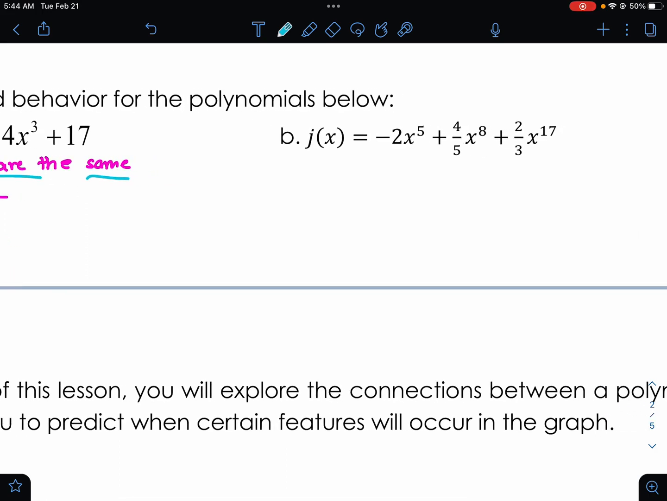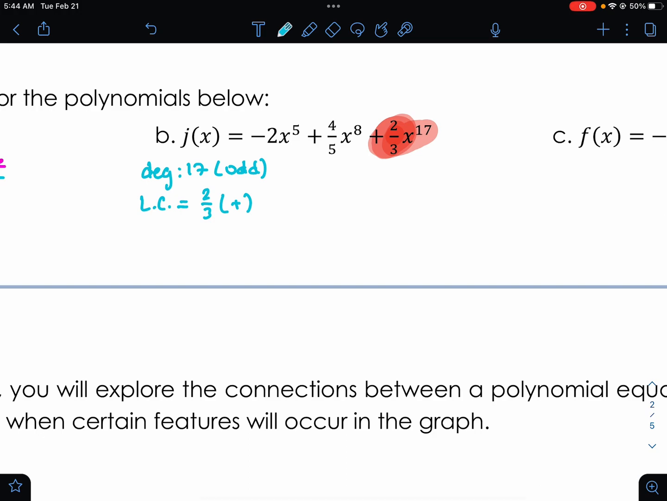Again, you're looking at the degree and leading coefficient for all of these to determine your end behavior. If you look at this function here, it's not written in standard form, so you would need to find your degree and your leading coefficient. The highest exponent is 17, so we have a degree that is 17. That's odd. And then we have a leading coefficient that's equal to 2/3, and that's positive 2/3.